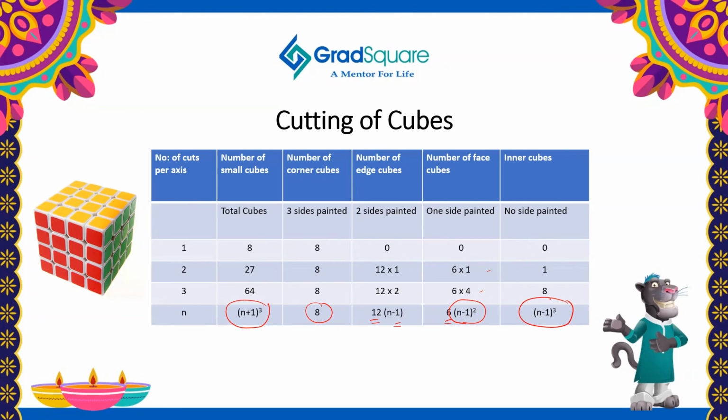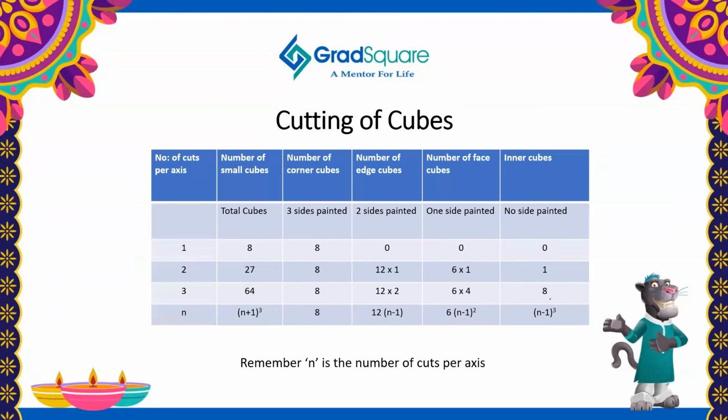It's applicable everywhere. Just remember that we are talking here about n, which is the number of cuts per axis. If you take n as something else, this formula is going to change. This formula is applicable everywhere in all kinds of cube questions, barring the cuboid questions, because in cuboid questions, the dimensions do change. So you cannot take a straight formula. It will change based on how the dimensions of the cuboid look like.